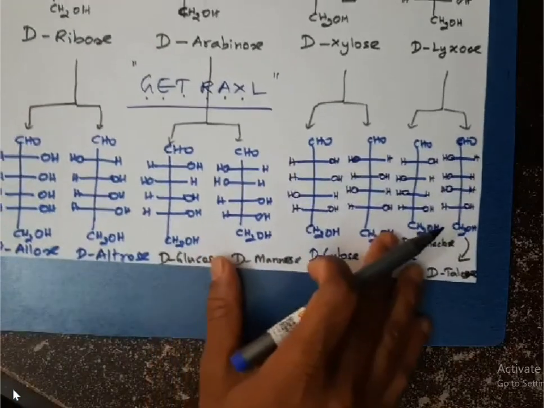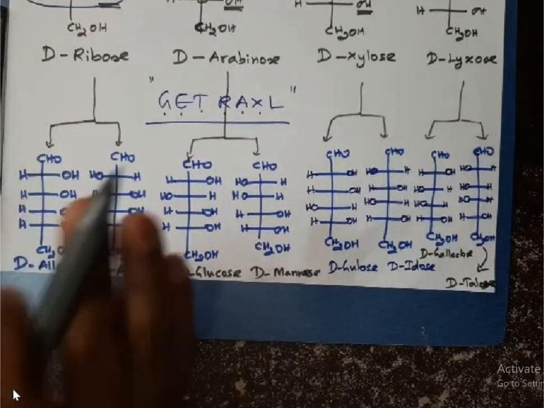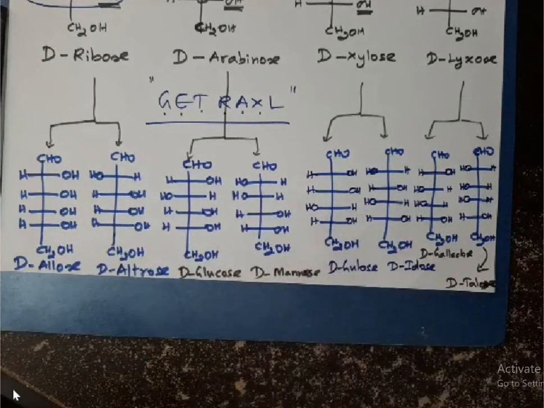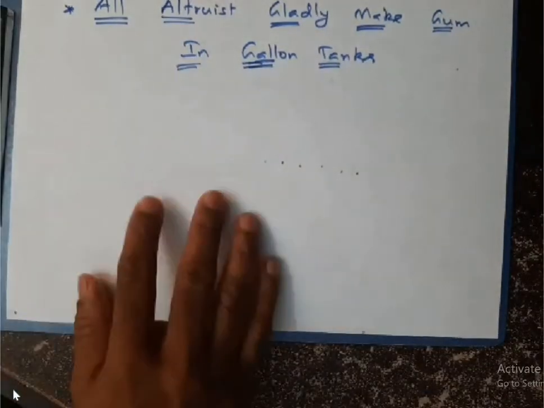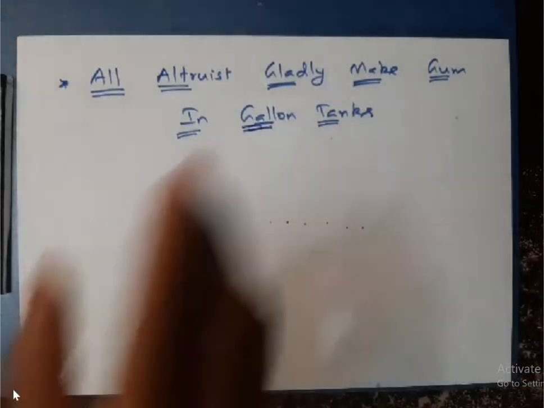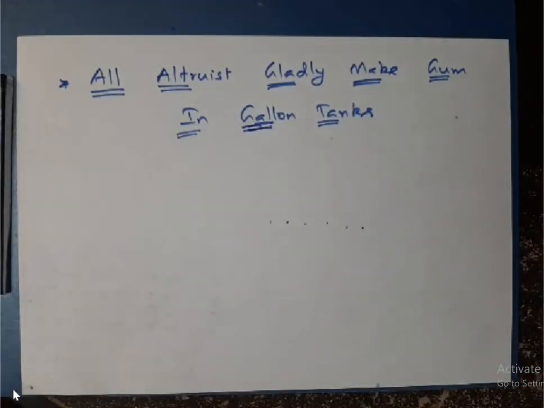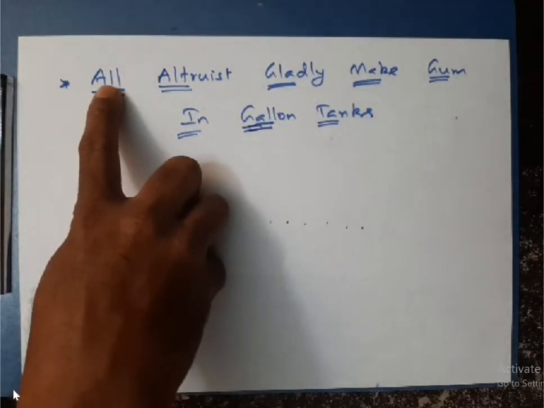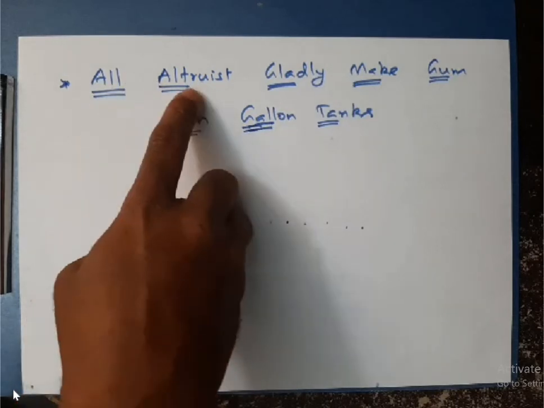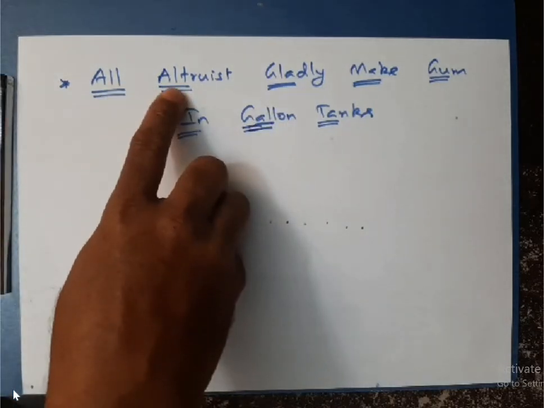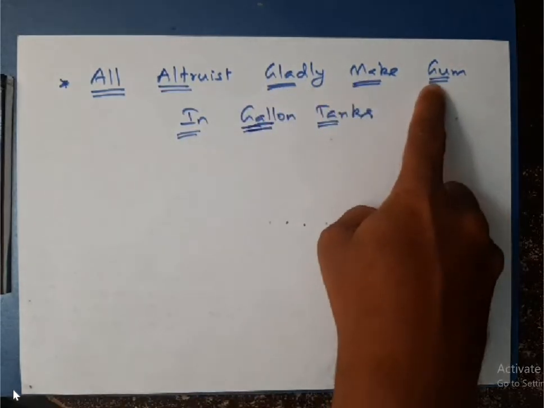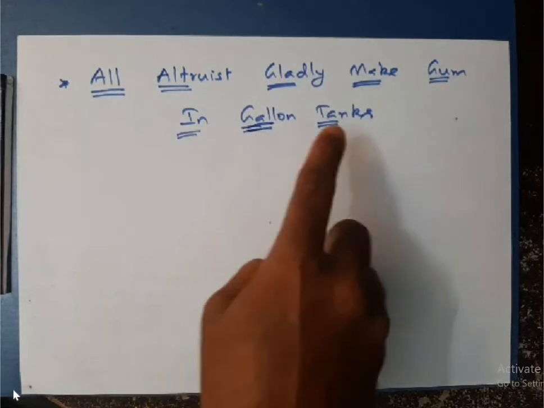Okay, students, is this clear? You just write and practice once so that you'll get to know how to write this. It's very simple actually. You just have a practice in this. For remembering the names, just keep this mnemonic in mind. All altruists gladly make gum in gallon tank. You just add the D letter in front: D-allose, D-altrose, like that. So this is allose, altrose, glucose, mannose, gulose, idose, galactose, talose.